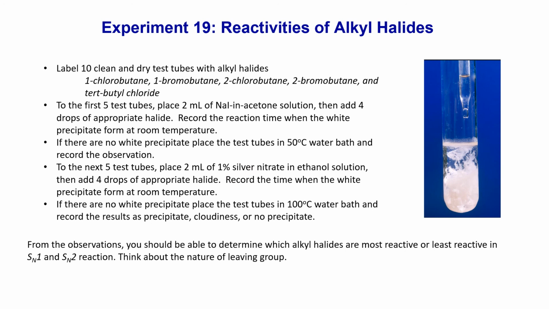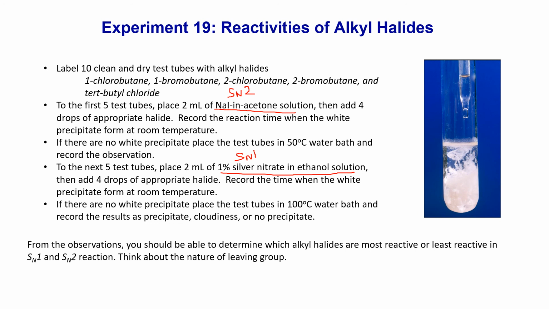From these observations, you should be able to determine which alkyl halides are most reactive or least reactive in Sn1 or Sn2 reactions. So I'll put a note here. Basically, the sodium iodide in acetone solution is testing for the Sn2 reaction, and the silver nitrate is the Sn1 reaction, that is, the 1% silver nitrate in ethanol solution, right?